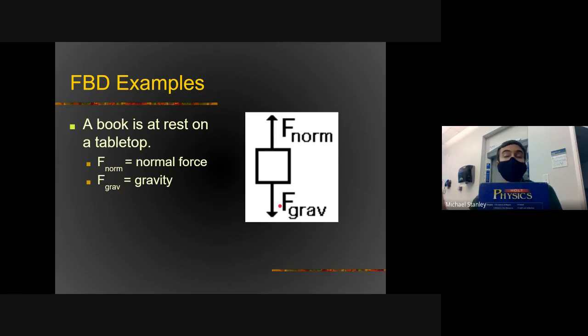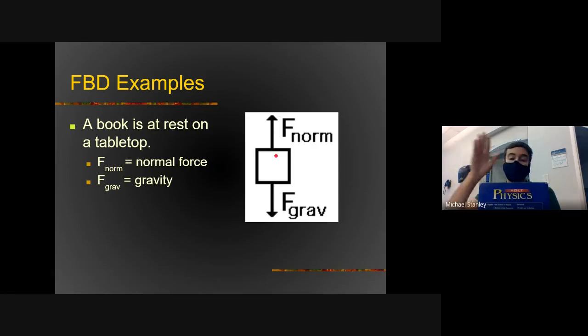And pretty much every single free body diagram that you see or that you draw, if you're doing something on Earth or on any planet really, there's going to be the force of gravity involved. So the only time that you wouldn't have gravity is if you're somewhere in deep space, far away from any other big celestial object. Otherwise, you're going to have the force of gravity.